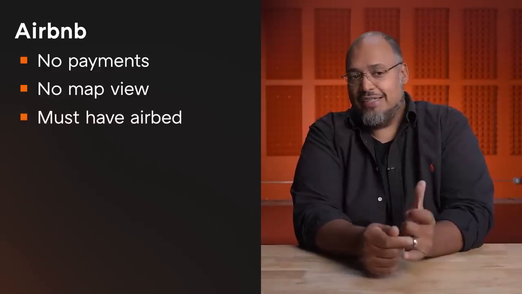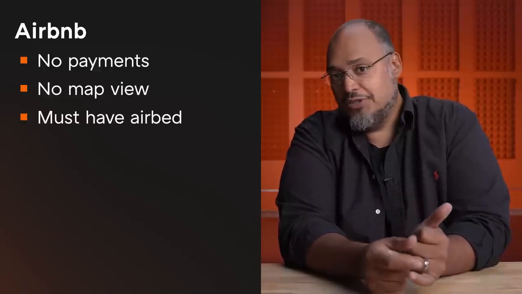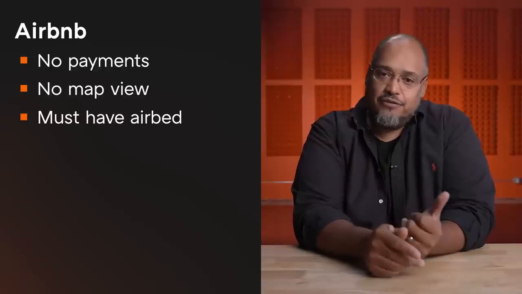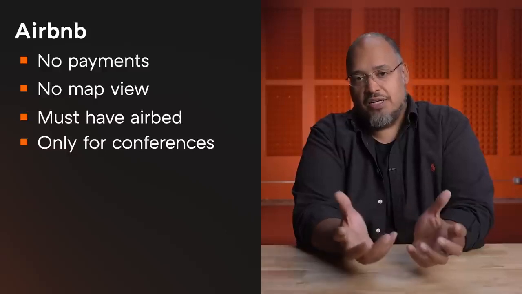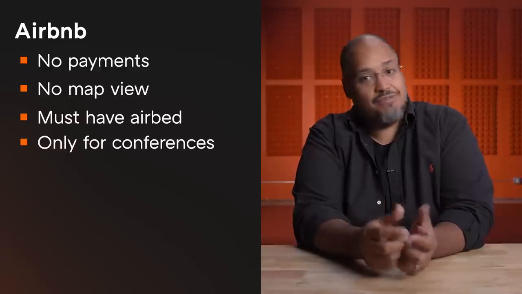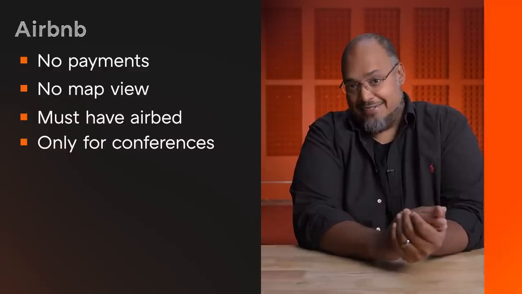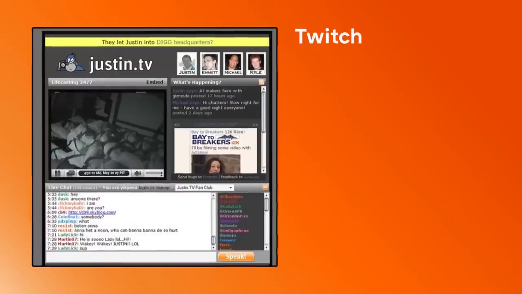Third, even more funny, you had to stay on an airbed. Like you couldn't rent out your whole house, you couldn't rent out a room in your house. Then fourth, the first version of Airbnb only worked for conferences. They would literally spin it up in a city when there was a conference, and when the conference was over, they'd spin it down. That was Airbnb to start. That was the MVP. Here's a second example.